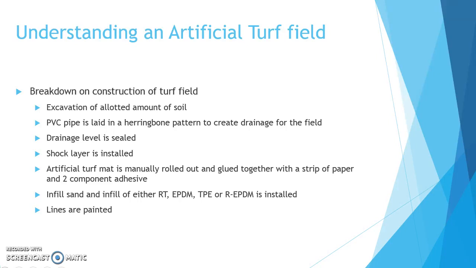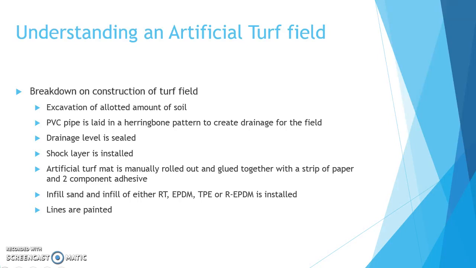The second level after the drainage level would be the shock absorption layer. This is usually made up of recycled tires, TPEs, or EPDMs, whichever the construction company has already allotted for this field. After the shock layer is installed, the artificial turf mat is rolled out manually and glued together. This glue is another example of those chemical exposures that could possibly happen. This is a two-component adhesive, and its usage in the field is at almost that top superficial layer. So just another component that could possibly be a potential risk or hazard for the environment and human health.